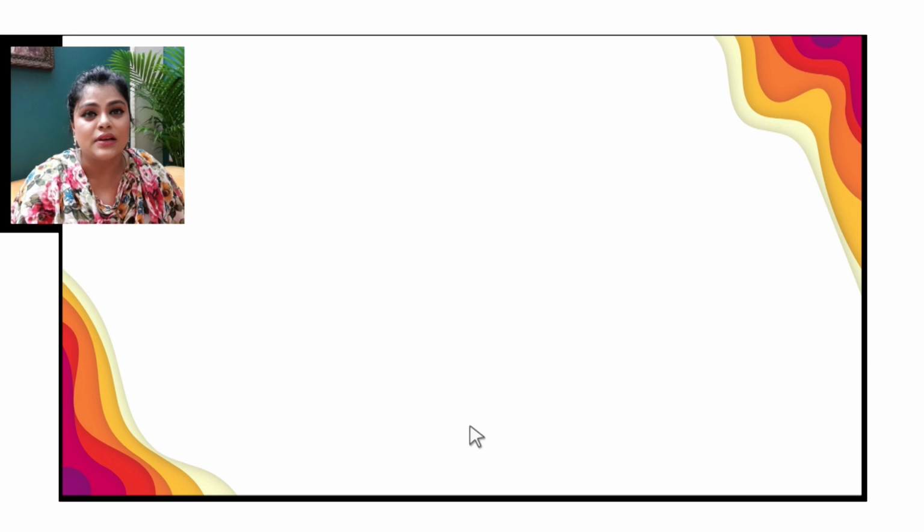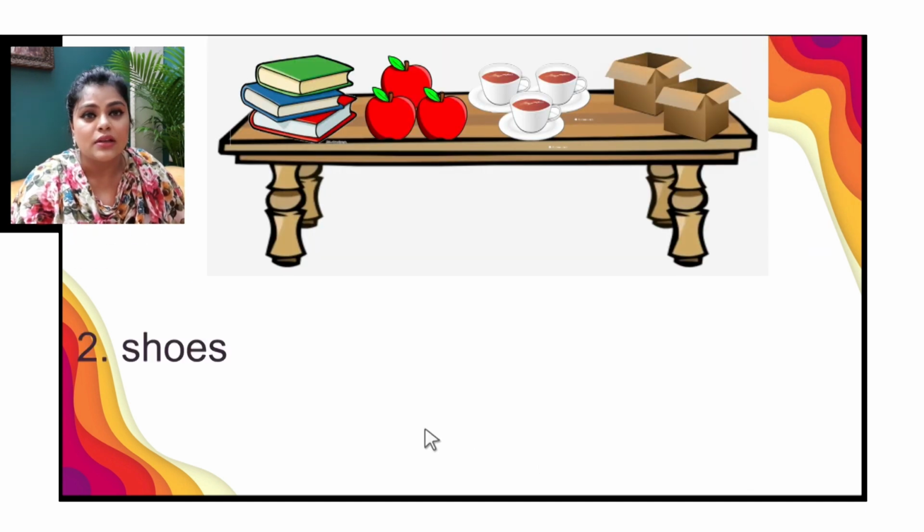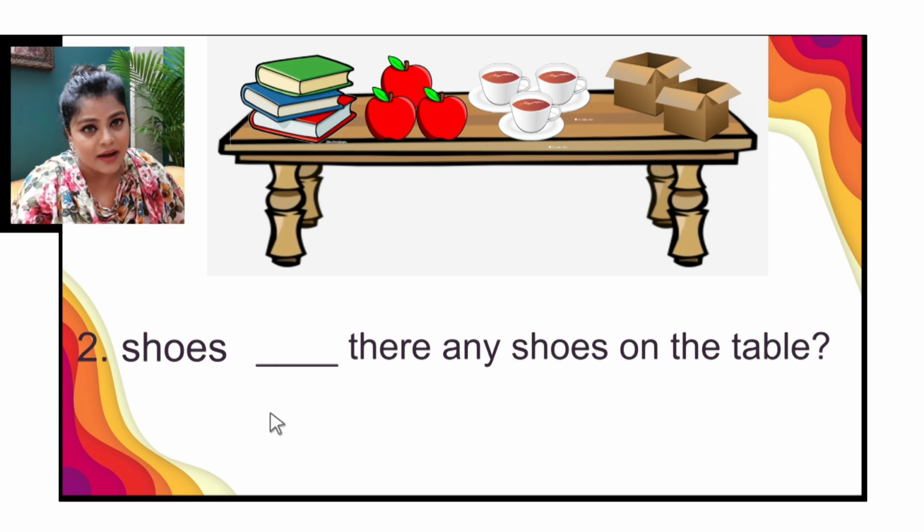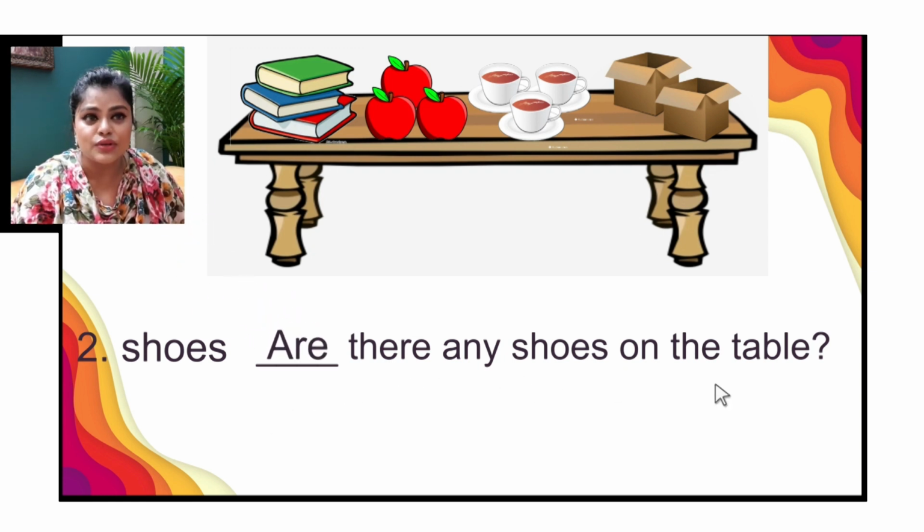Now, we will see the next question. The next question is about shoes. Now, in this picture, can you see any shoes? See the question here. Dash there any shoes on the table. So, we have to complete the question. So what will come in the dash? Are. Very good. Are there any shoes on the table?